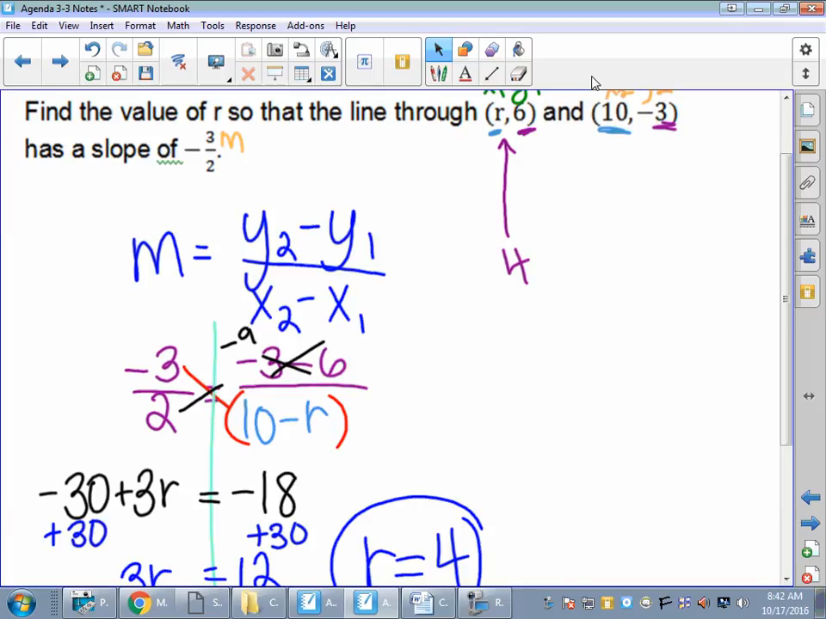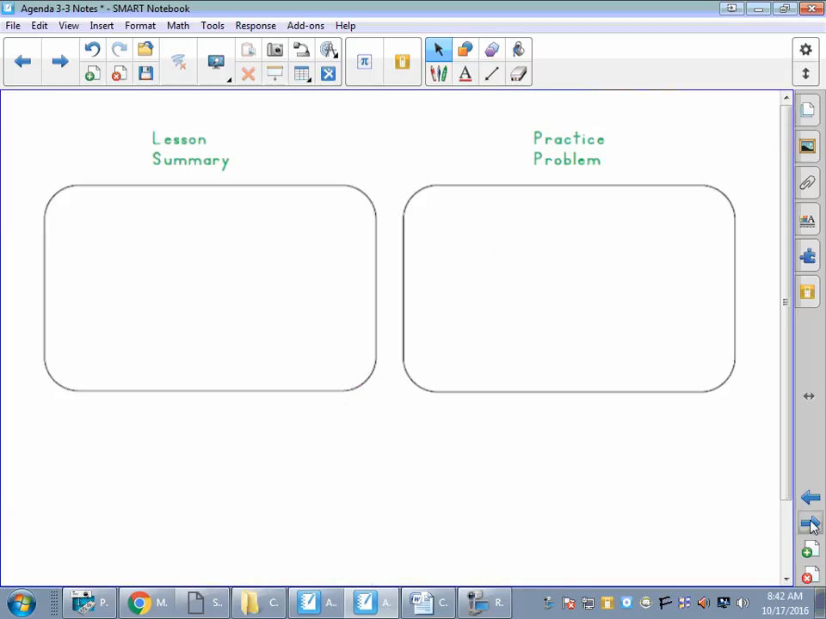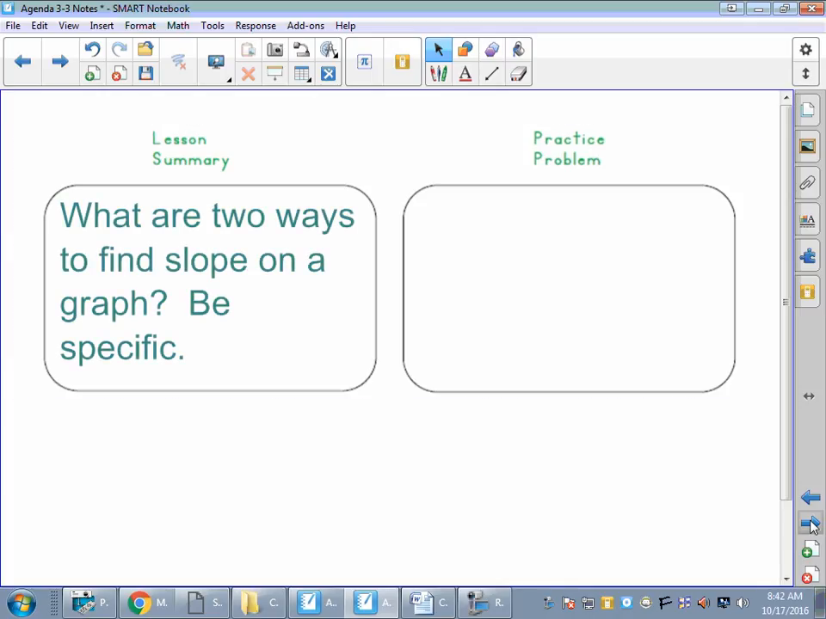A little tricky, but you guys know how to cross multiply, you know how to distribute. So really putting the stuff in there and labeling everything is really important so you can keep track of those things. All right, so lesson summary. Whoa, there it is. What are the 2 ways to find slope? We don't even have to say on a graph. What are the 2 ways to find slope? Be specific.